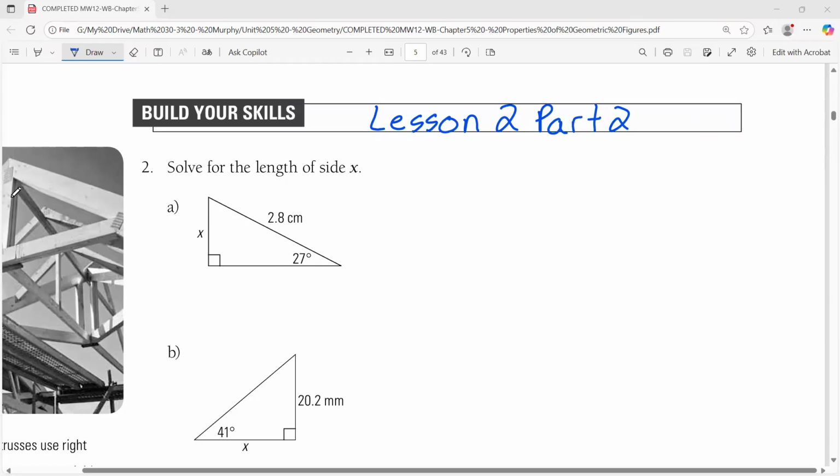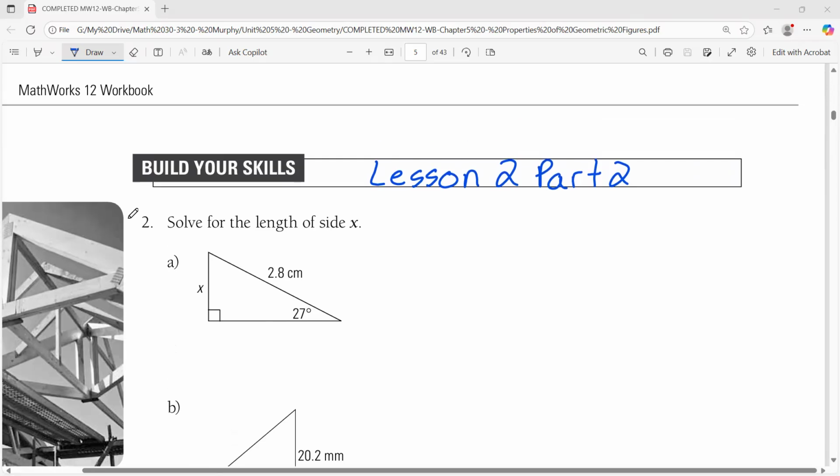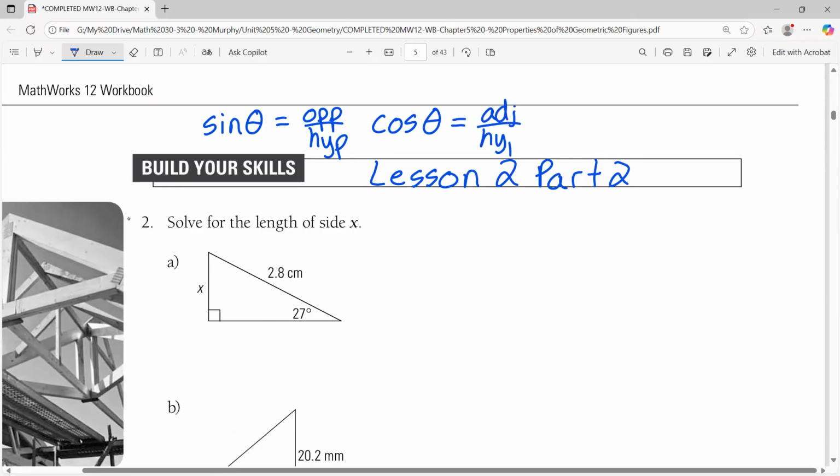Okay, this is lesson 2, part 2, and we're going to be looking at problems involving the SOHCAHTOA fractions or equations. So sine, unknown angle, you need opposite over hypotenuse, cosine, adjacent over hypotenuse, and tan is opposite over adjacent. Make sure you have those written down.